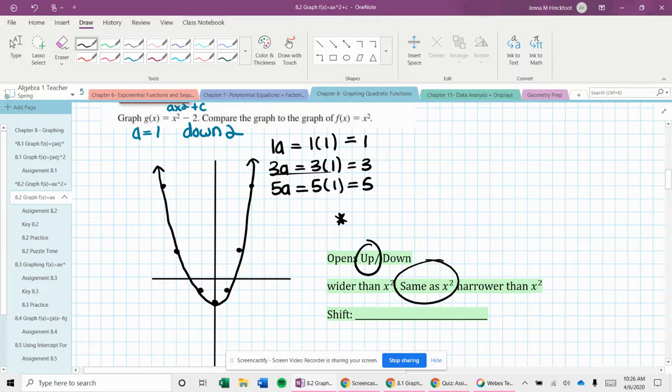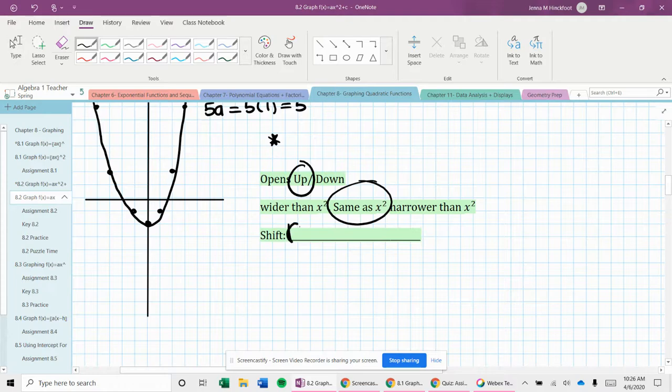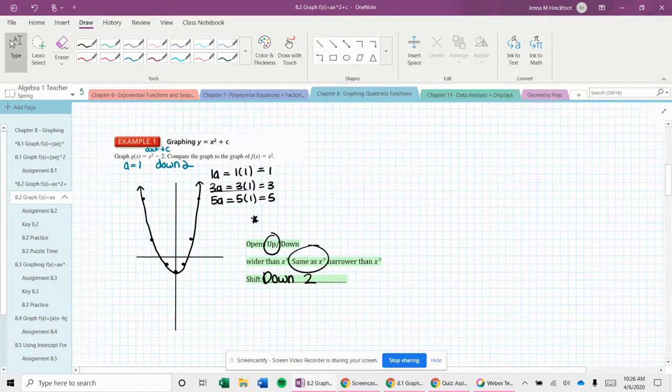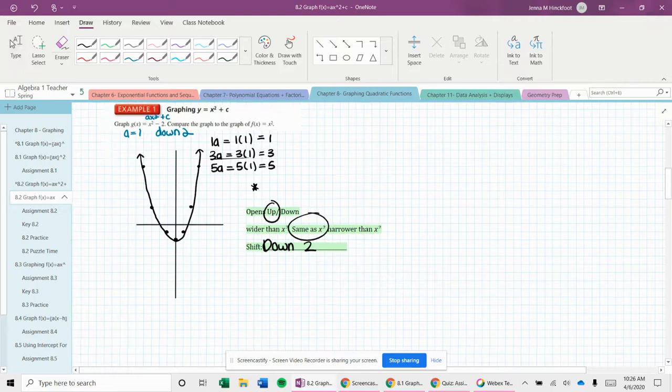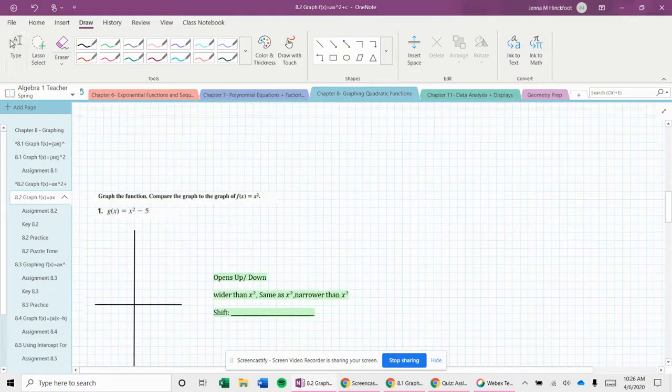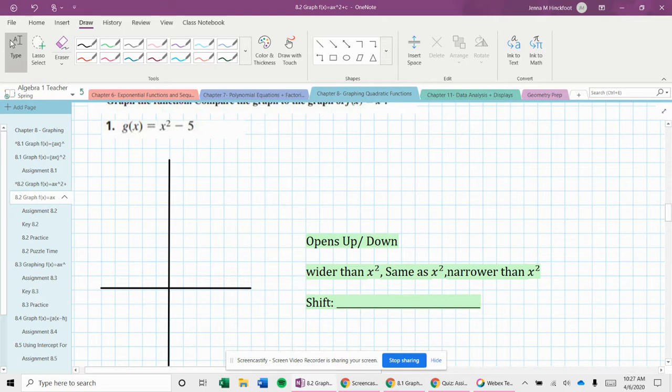Now your shift is just what we did to your graph. So the only thing that we did is we moved it down 2. So remember, the c is your shift. So our shift would be down 2. And that is it. So why don't you try one of those? Now, I don't mind if you graph it. You can try graphing it, or you can just answer the questions. You really just need to understand the problem in order to answer those questions.